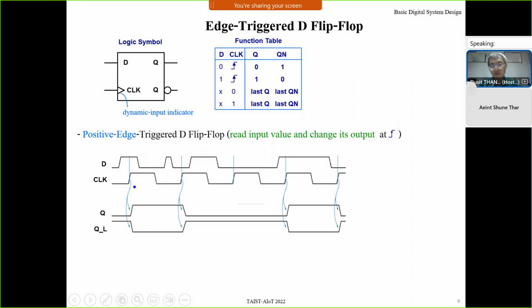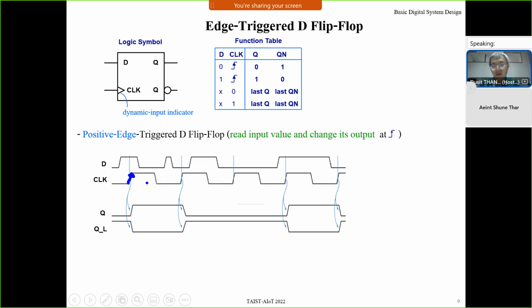For example, let's consider this clock and this Q. When clock ticks, the flip-flop will read data from D. Now D is 1, right? Low, high. High is 1. Then Q changes to 1. At here, there is some propagation delay. There is some delay time.